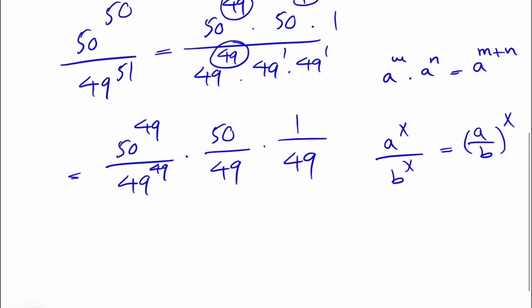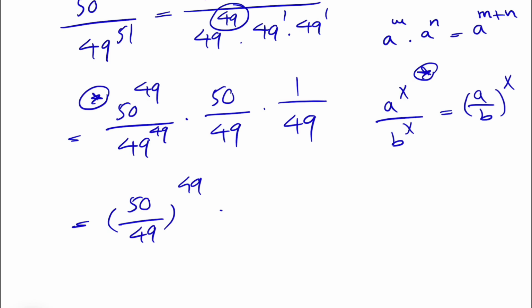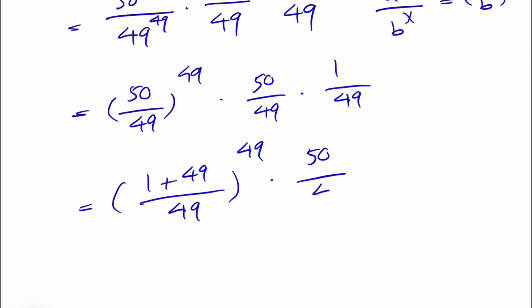So that's what we're going to end up with, and we're going to use what we have in here. So we basically have 50 divided by 49 to the power of 49, times 50 over 49, times 1 over 49. And now for the 50, we're going to write down 1 plus 1 over 49, to the power of 49, and we're going to keep the rest the way it is.